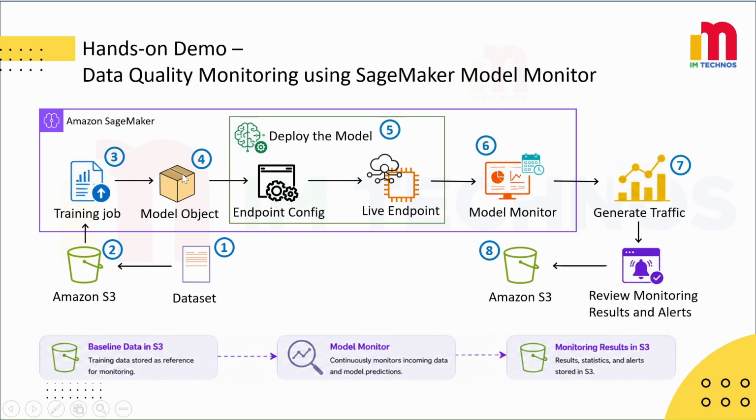In the previous video, we trained a model, created a SageMaker endpoint, and verified that it was serving predictions successfully. Now, we will configure SageMaker Model Monitor to continuously monitor that endpoint and detect data quality issues and any data drift. So, steps 1 through 5 are already completed. In this video, we will focus on steps 6 through 8.